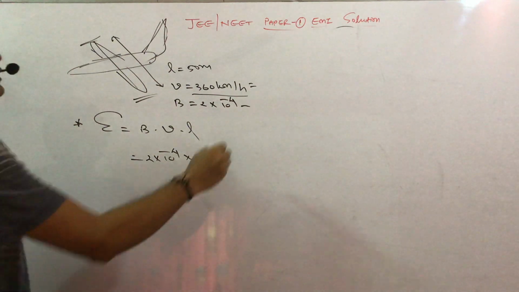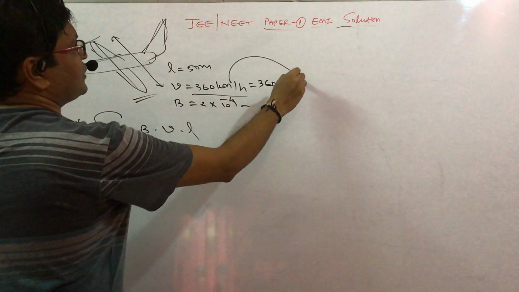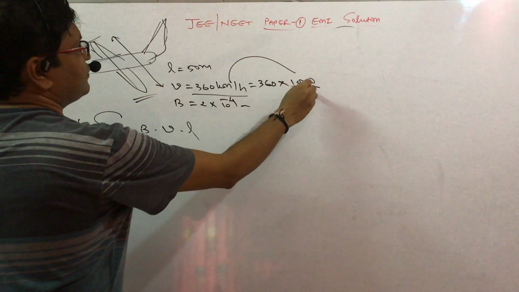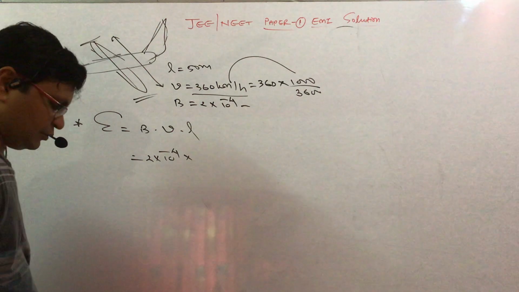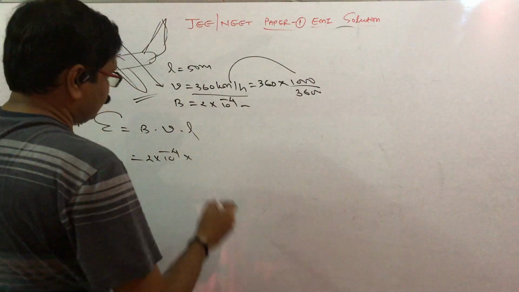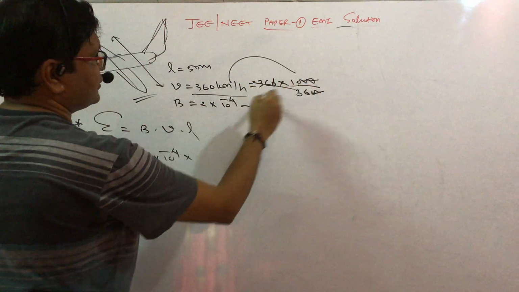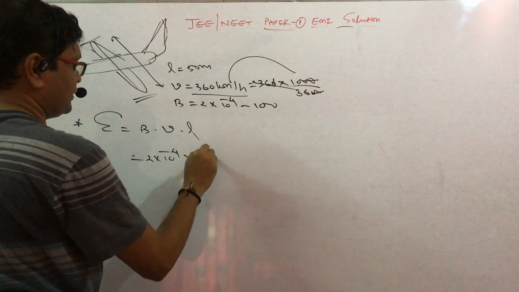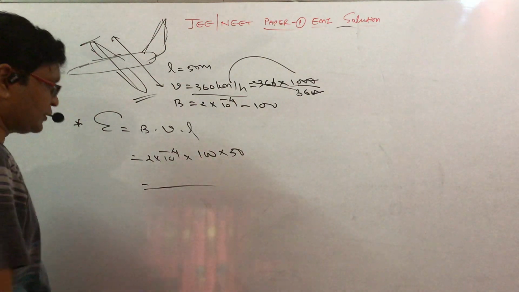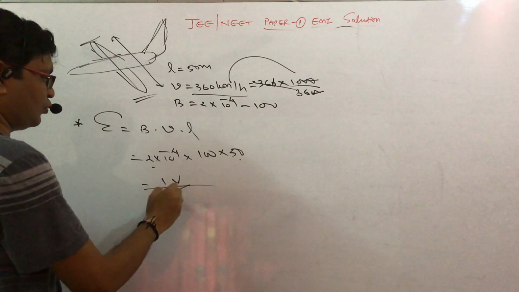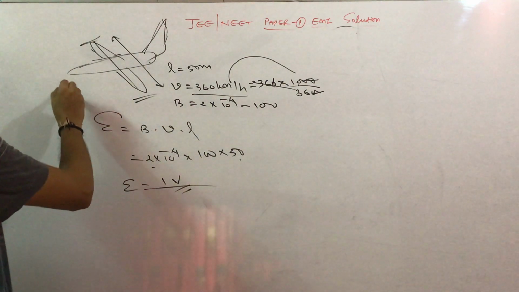So 360, you know that very well, the conversion. Kilometer means 1000 meter, an hour means 3600. If you put in all the values, then you can see the answer. We can solve it here, first the zeros cancel, and 3600 gives the answer. So V is 100, L is 50. If you multiply, your answer is 5 into 10 to the power minus 1, that means 1 volt. This is the answer of question number 5.